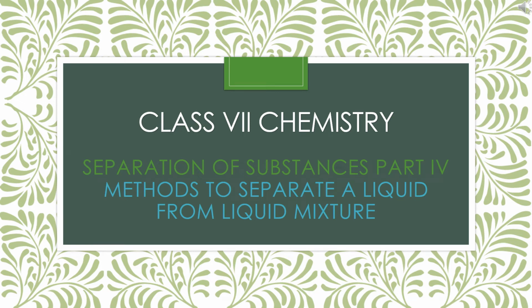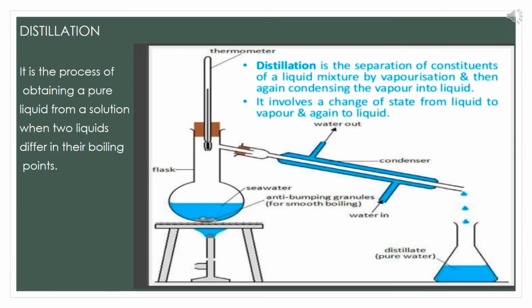Good morning, children. Today we'll look into the last part of the chapter, separation of substances, and we are going to learn about the different methods to separate a liquid from liquid mixture. The first method used is distillation. Distillation is a process of obtaining a pure liquid from a solution when two liquids differ in their boiling point.